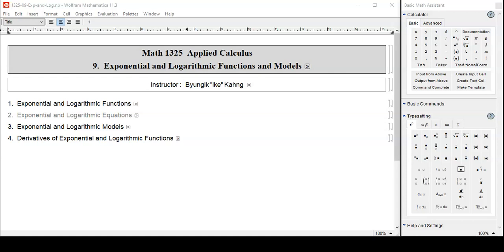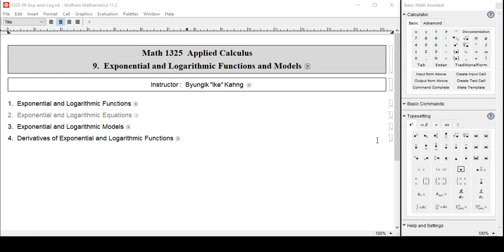Hello students, welcome back. In section 1, we reviewed exponential and logarithmic functions and their properties, including exponential and logarithmic rules. And in section 2, which is an optional section, we went through some examples of exponential and logarithmic equations.